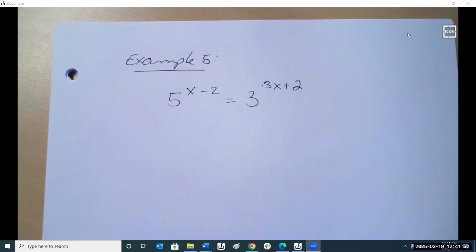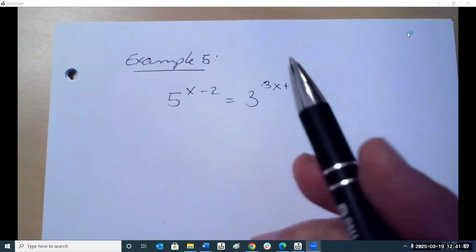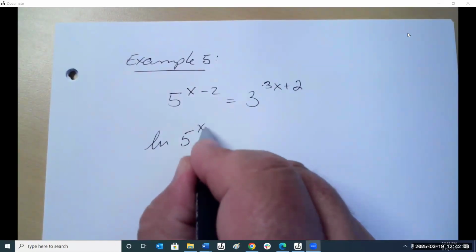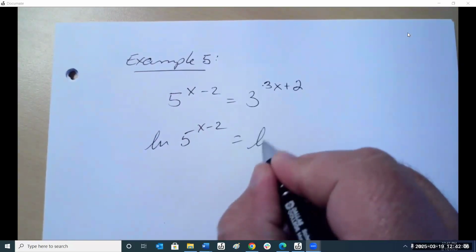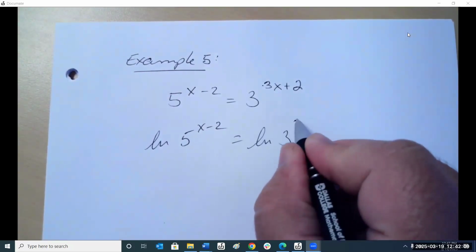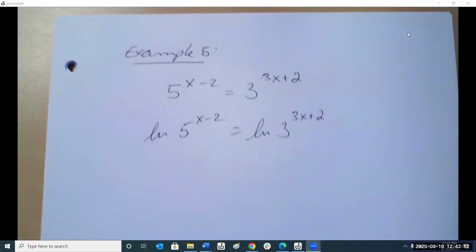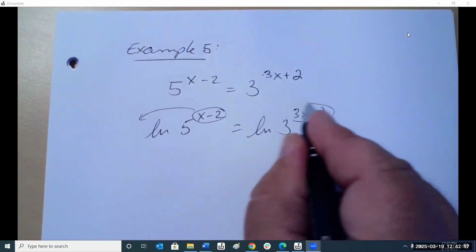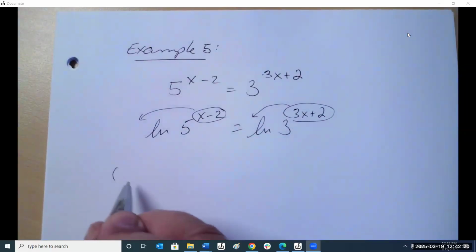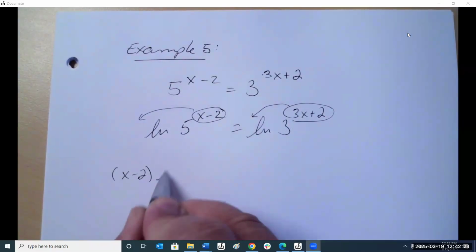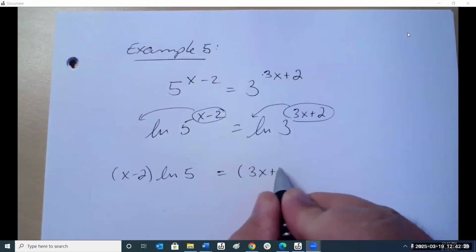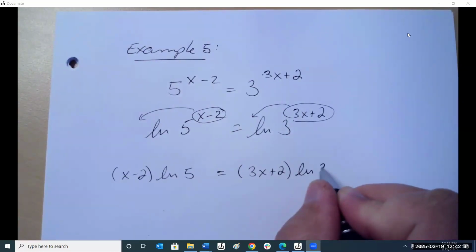What's my first step? I have to get rid of the exponents. How? Take the ln of everybody, because that's the only way to get rid of the exponents, bring them down, is if we take the ln. So this goes out in front, this goes out in front. So we have x minus 2 ln 5, 3x plus 2 ln 3.